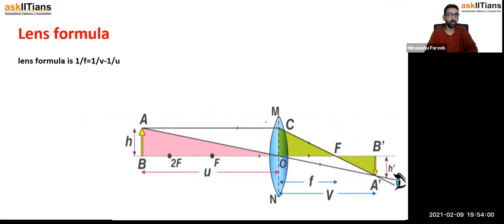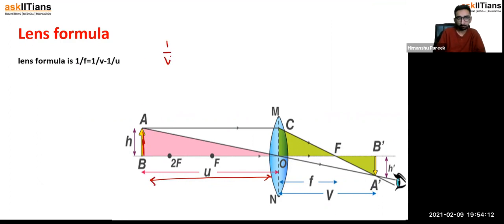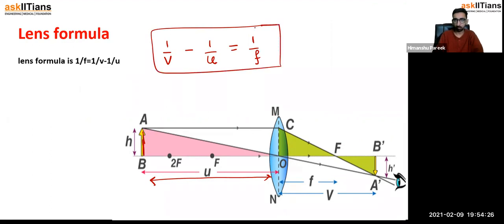So what does it tell you? That if object AB is kept on this side at a distance u, then v is the image distance. You can see here the object is kept beyond 2f, so image will be in between f and 2f. 1 by v minus 1 by u must be equal to 1 by f, where f is the focal length of the lens. That's the focal length. So that's how, guys, we will be using the lens formula.